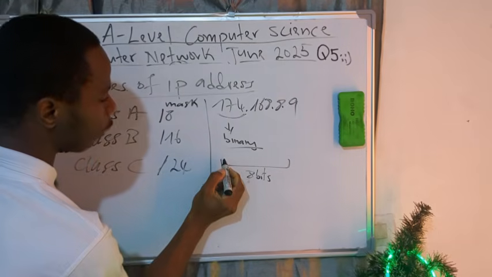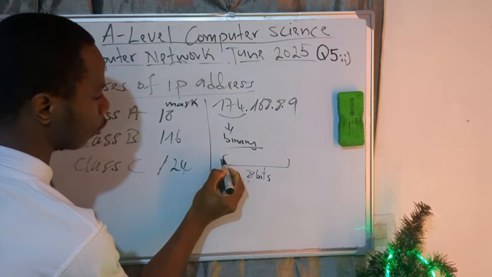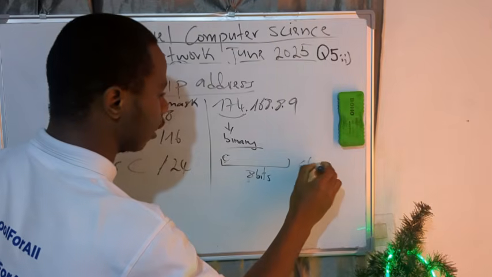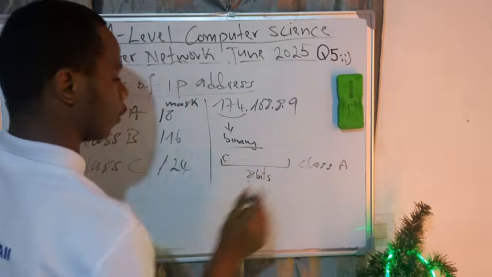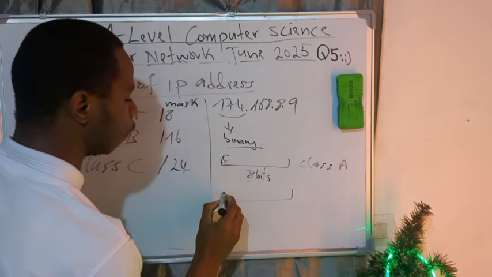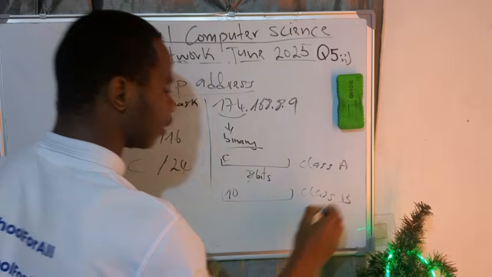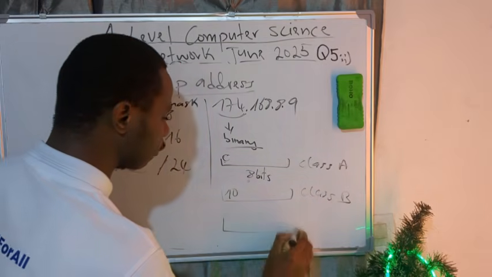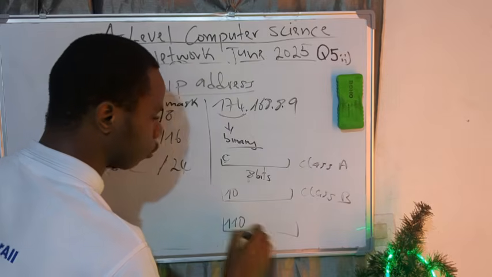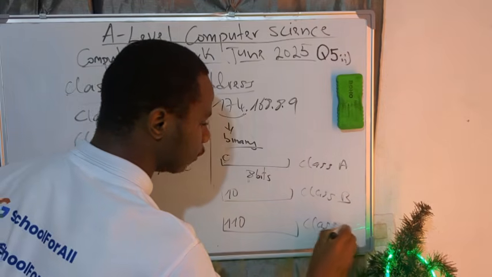Now, if the first bit of this first number is 0, it means that it is a class A address. As easy as that. But if the first 2 bits are 10, it means that it is a class B address. But if the first 3 bits are 110, it means that it is a class C address.